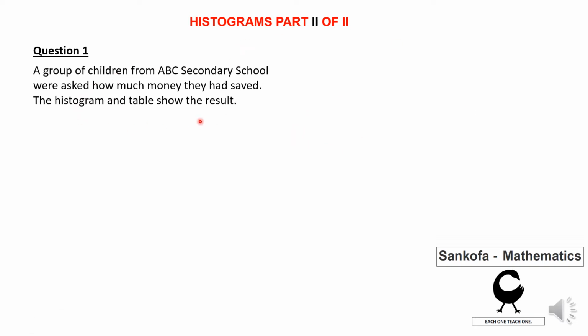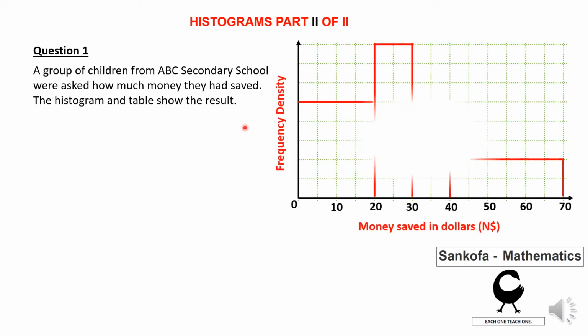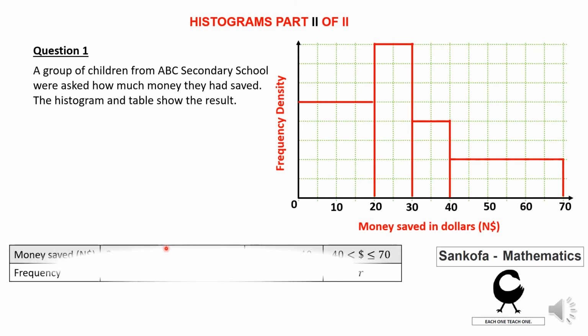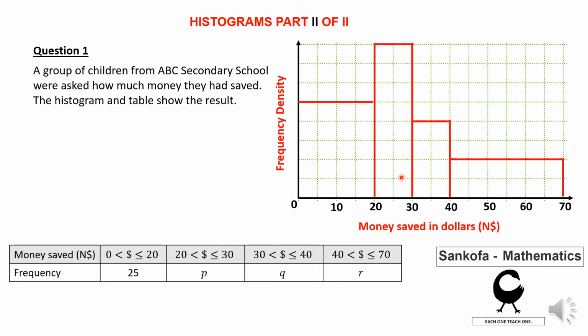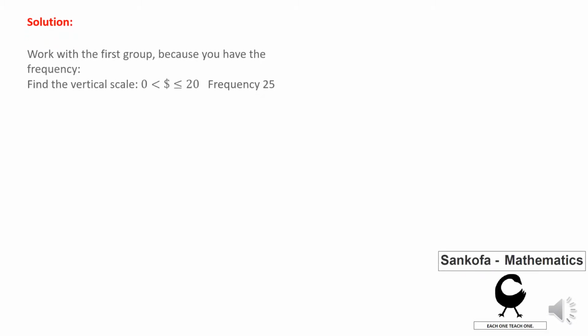So here you have a group of children from a certain school. They were asked how much money they had saved, and the histogram and the table below show the result. You have the completed histogram, then a table, but now you have missing values of P, Q, and R, which we need to calculate. Right, so let us do the solution to this particular question.